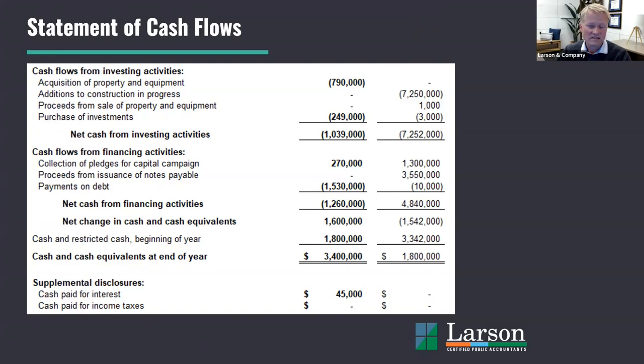And in this example, since it is the indirect method, at the bottom you do have that supplemental disclosure that shows the cash paid for interest and the cash paid for income taxes.